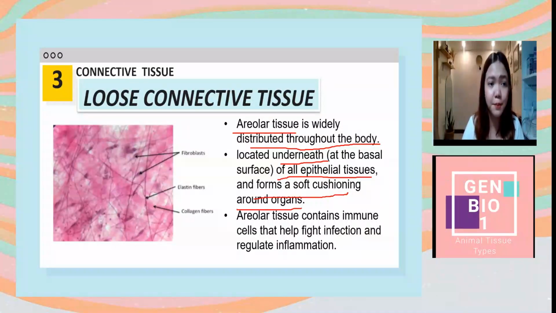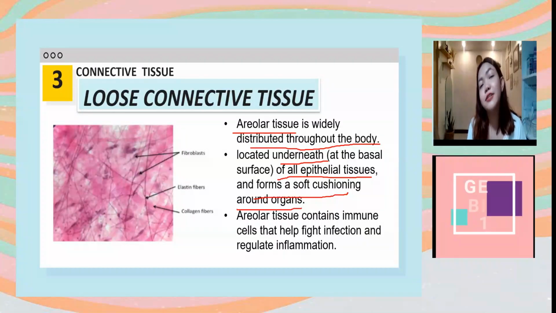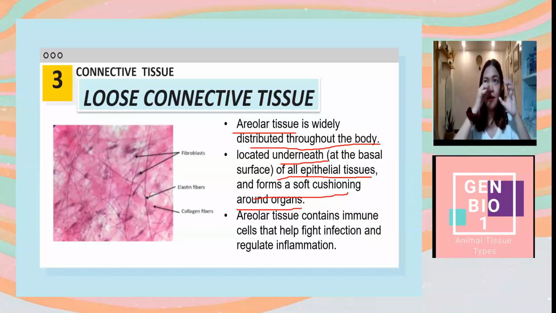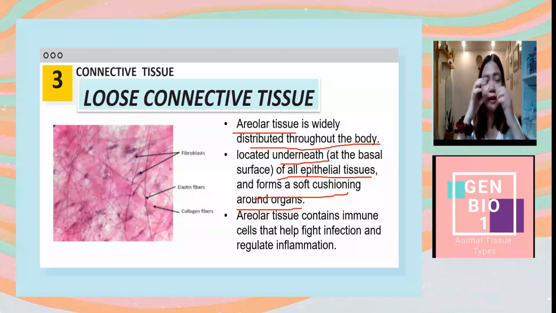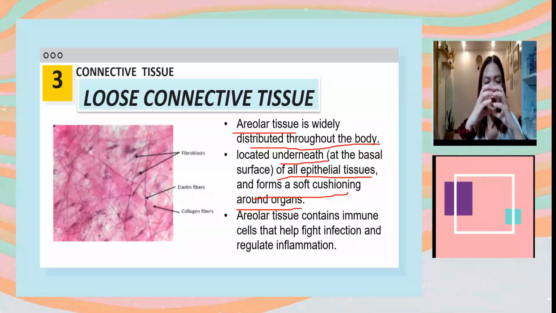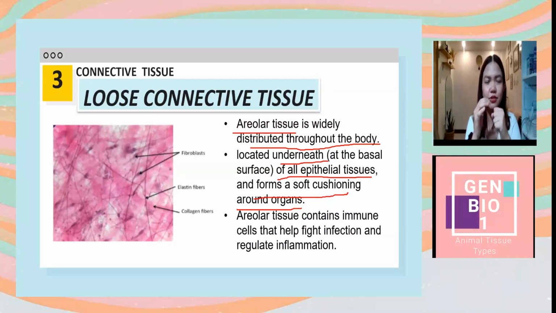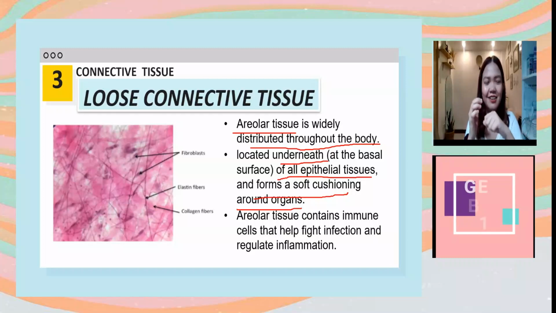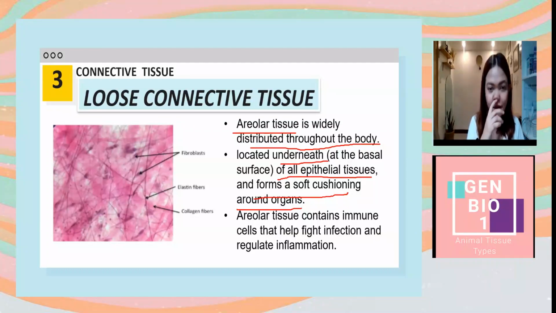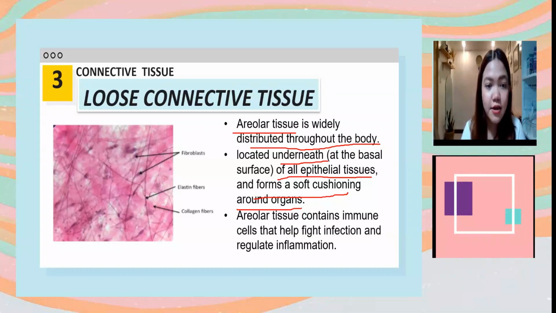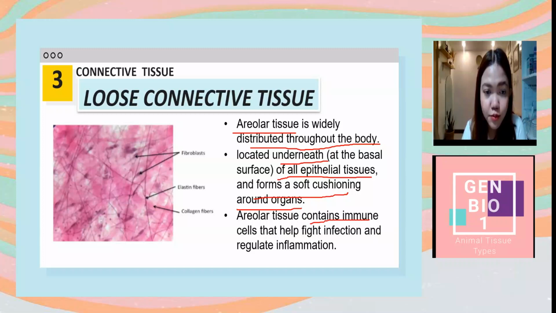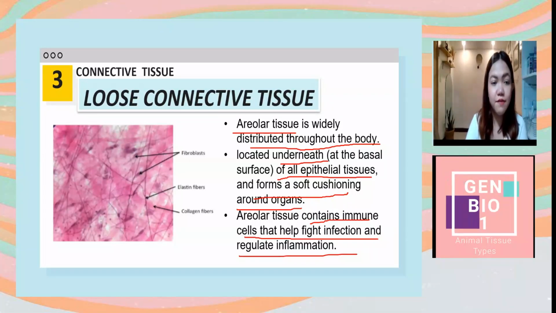This is very important because your areolar tissue is protective. If ever you bump into something, your organs will not be shocked, or the shock will be lessened, because it has a cushion. Okay? Areolar tissue also contains immune cells that help fight infection and regulate inflammation.